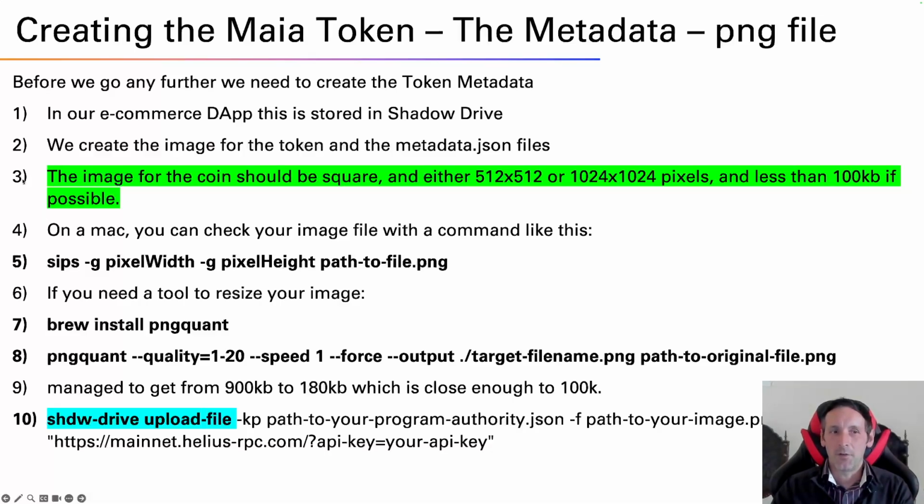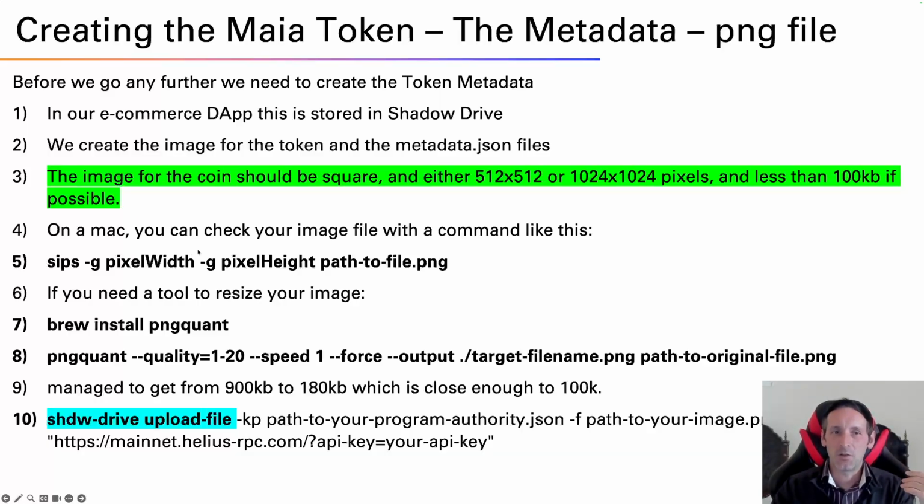So I highlighted here a really important aspect. The image for the coin should be square and either this size or that size in pixels, and less than 100 kilobytes if possible. Now, the 100 kilobytes is not strictly something that you absolutely have to obey, but it would be really nice if you can keep as close to it as possible, I guess for performance reasons.